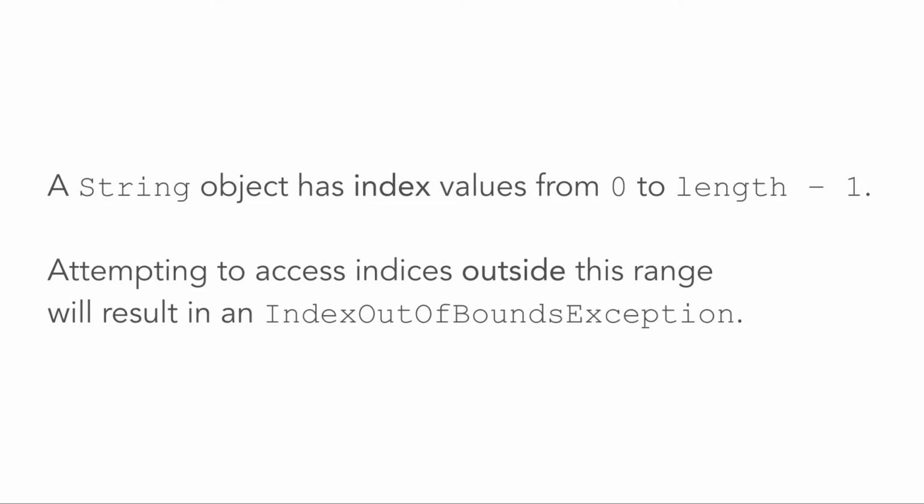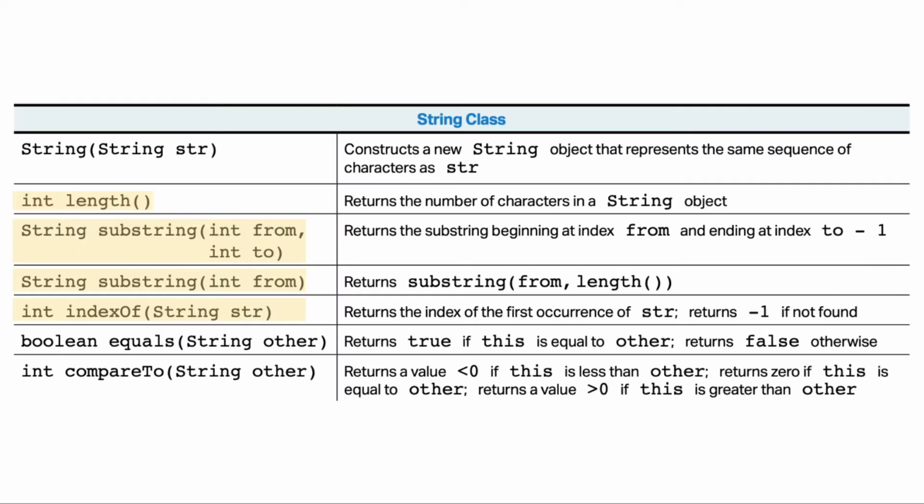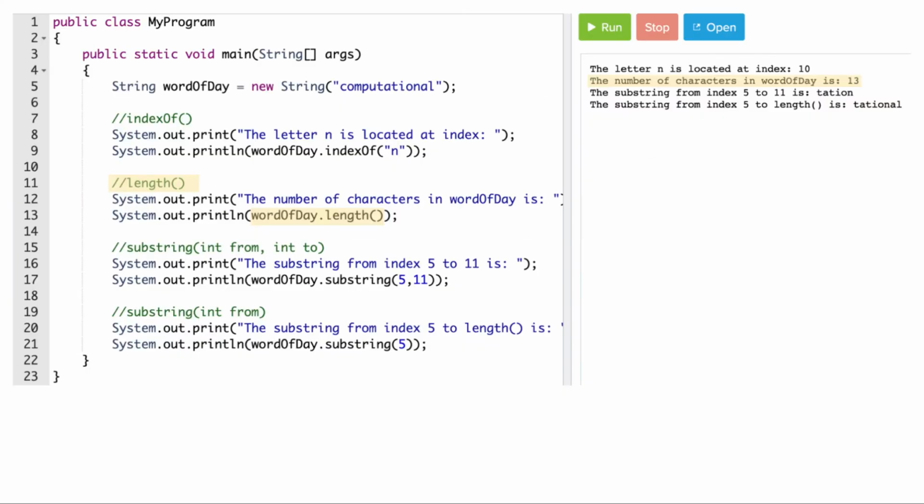A String object has index values from 0 to length - 1. Attempting to access indices outside this range will result in an index out of bounds exception. In this case, the index 14 is outside the index range. Let's call some methods on the String object wordOfDay to see how they work and what they return. The method length returns the number of characters in wordOfDay, in this case 13.